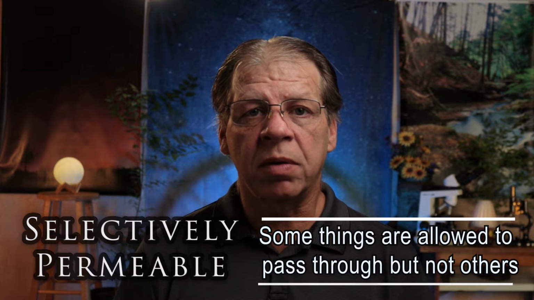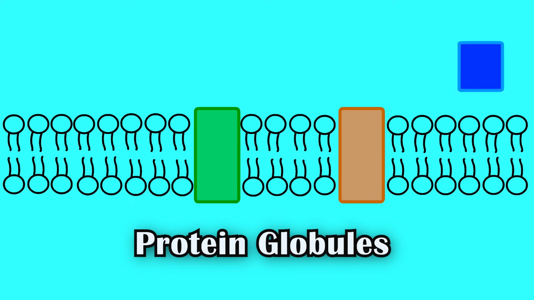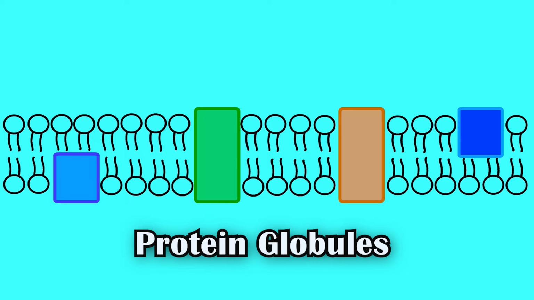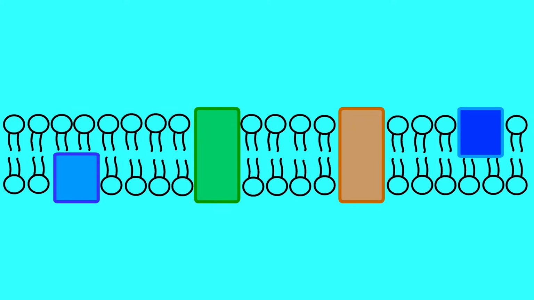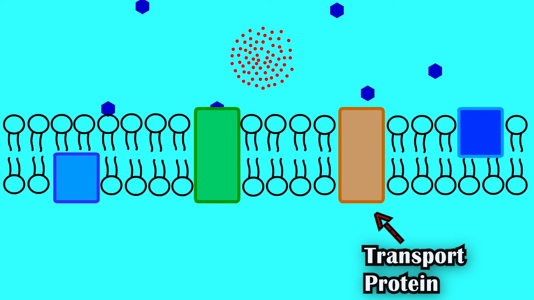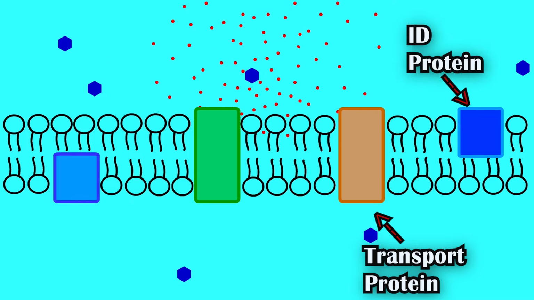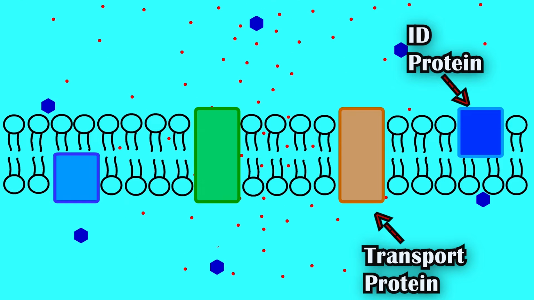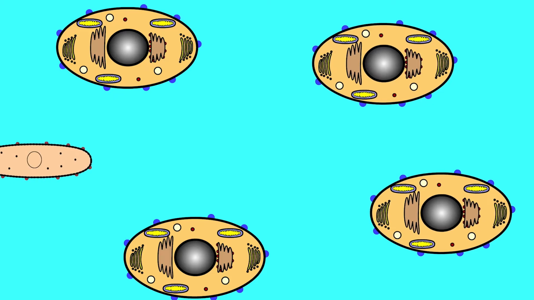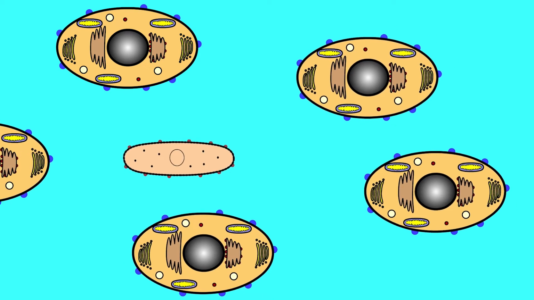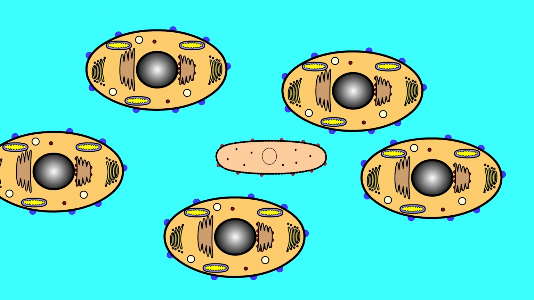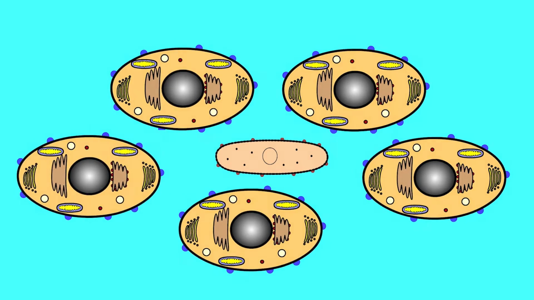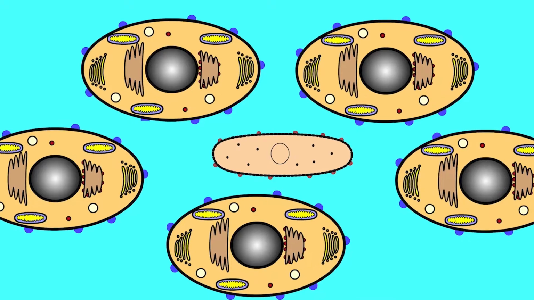It's selectively permeable. There are protein globules embedded in the lipid bilayer. These protein globules have various functions. Some of them are used to transport large materials across the membrane. Other proteins are used to identify what kind of cell it is. It's one way that your body can tell which cells belong and which cells don't belong. If a foreign bacteria cell invades your body, your immune system can tell that it doesn't belong because it has different proteins than the proteins on your cells. Once your immune system figures out that that cell doesn't belong, it can attack and kill it.